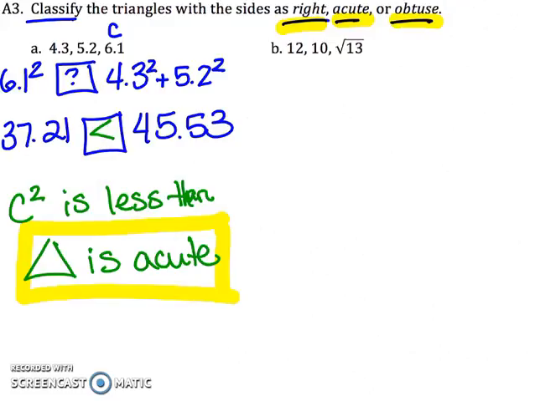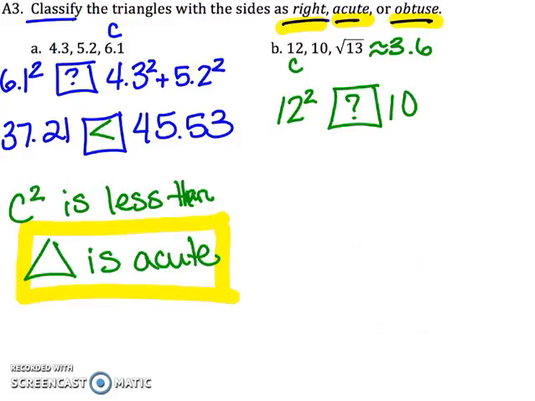Looking at the next problem, I have the lengths of 12, 10, and then square root 13. It'd be good to know what square root 13 is as a decimal. Well, that's approximately 3.6. So my longest side is the 12. I'm going to call that my C value. Setting up my inequality, I'm going to have 12 squared, and I'm going to figure out, is that less than, greater than, or equal to 10 squared plus the square root of 13 squared.